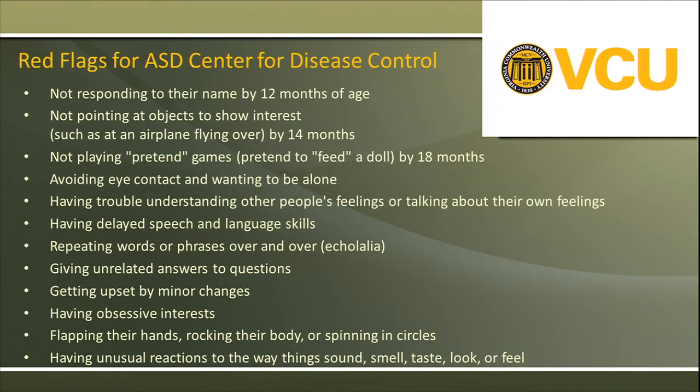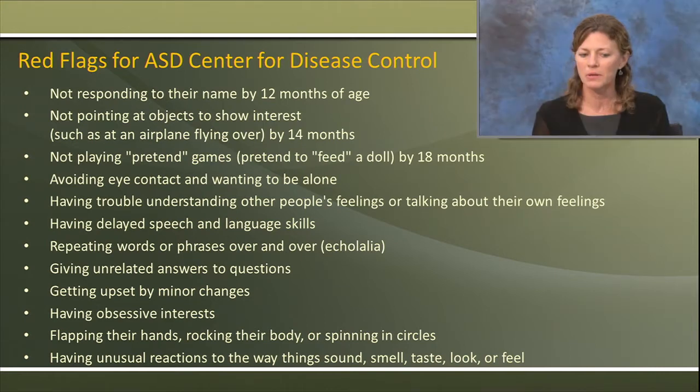So I mentioned we would talk a little bit about what autism spectrum disorders are. I have provided here the Center for Disease Control's red flags for autism spectrum disorder. You can go onto this website and find these red flags linked to our website, so you can download them, print them, and have them accessible so that it's easy to remember. Some of the very common red flags include not responding to their name by 12 months of age.